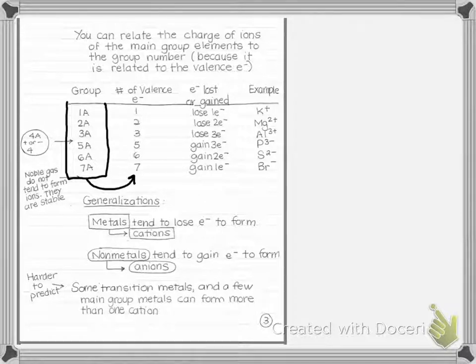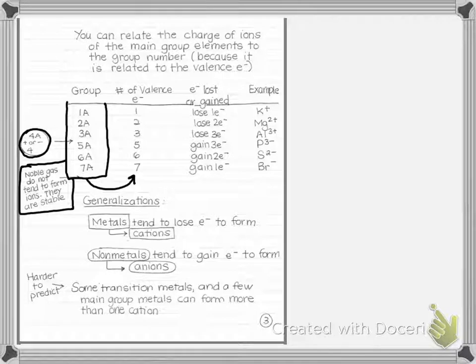And we talked about this in chapter 2. I also do not include 4A because it doesn't usually form ions and its pattern is not quite as helpful to us. The noble gases are also not included because they're already stable with 8 valence electrons. So we don't predict that they form ions.